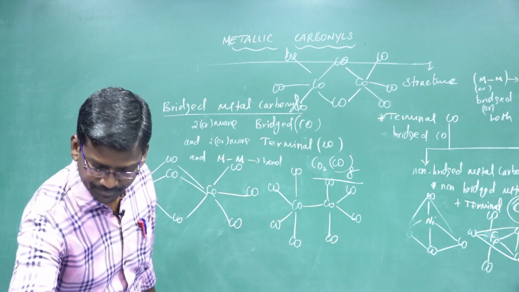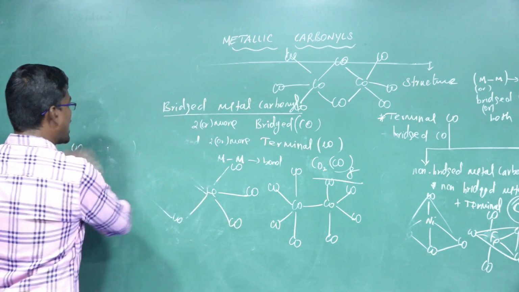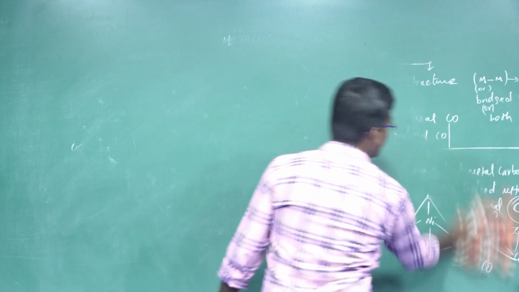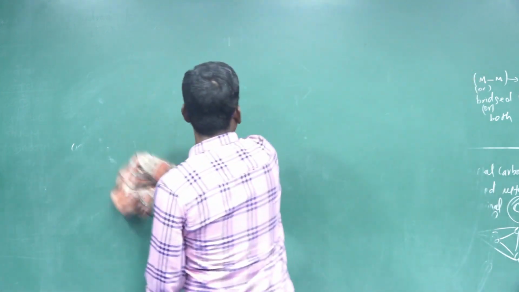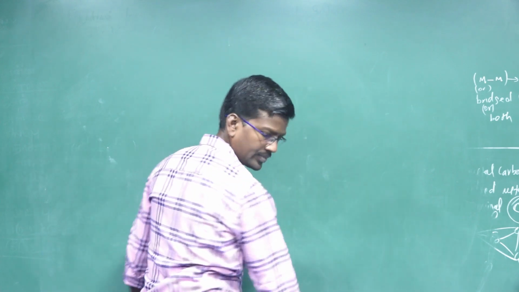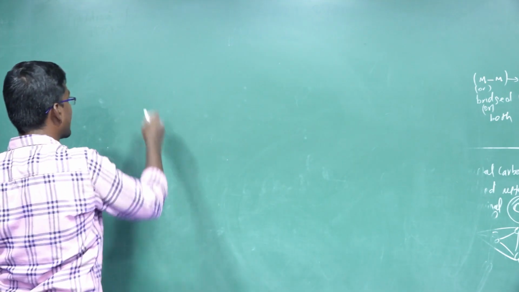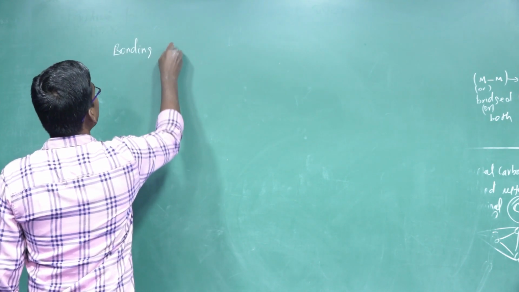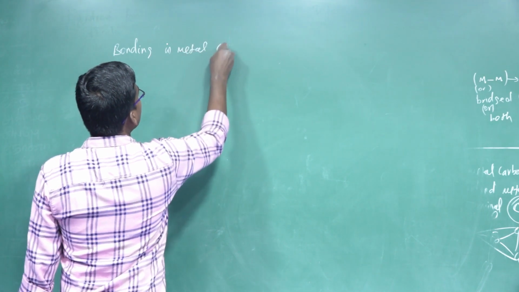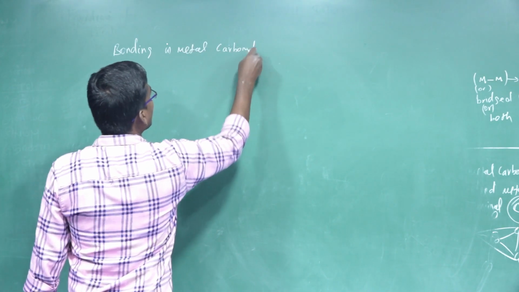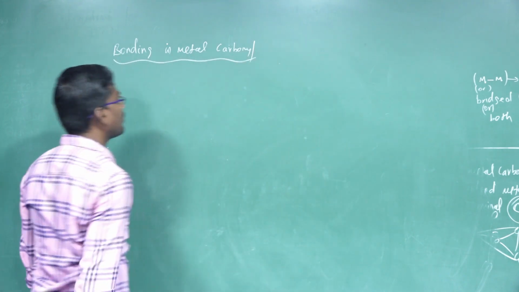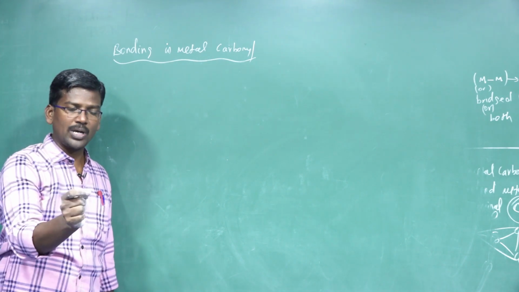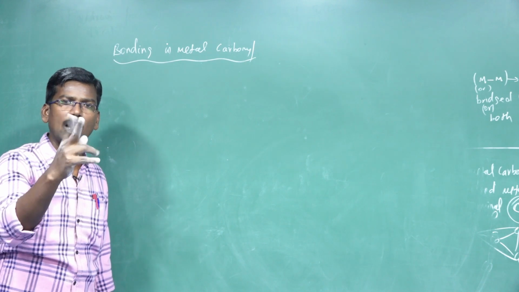So the next topic: bonding in metal carbonyls. How is a bond formed between metal and carbonyl? In metallic carbonyls, the bond formed between metal and ligand consists of 2 components.